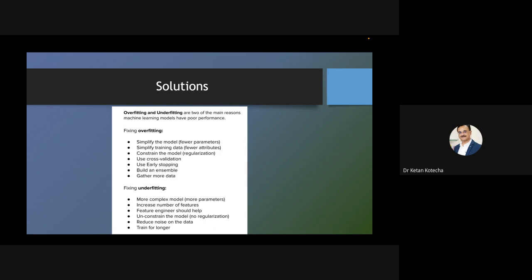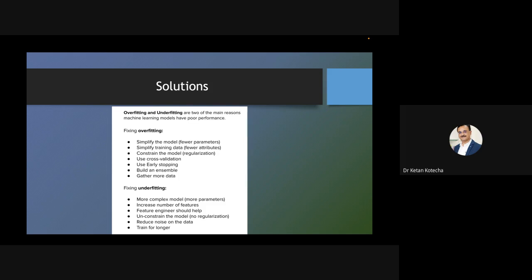build an ensemble. Ensemble means use multiple machine learning algorithms and try to find out a balance of all of them, or collect more data, because generally overfitting happens when there is a small amount of data. Let's say a medical problem, if you're solving using machine learning, the data is always limited, so there's a huge chance of overfitting, where you'll get training accuracy 100%, but testing may be even less than 60%, right?